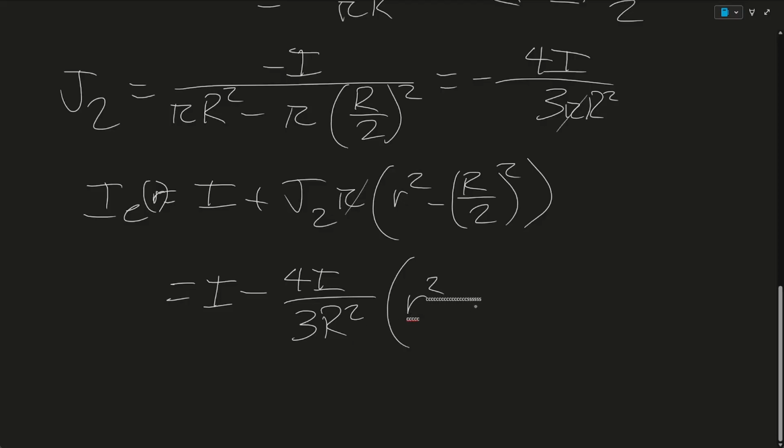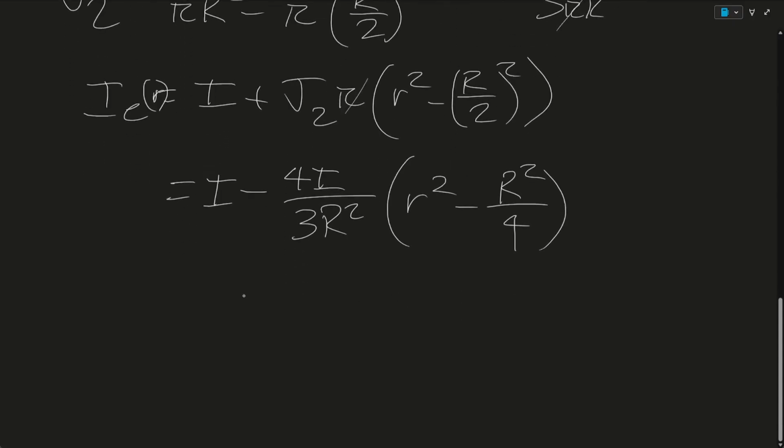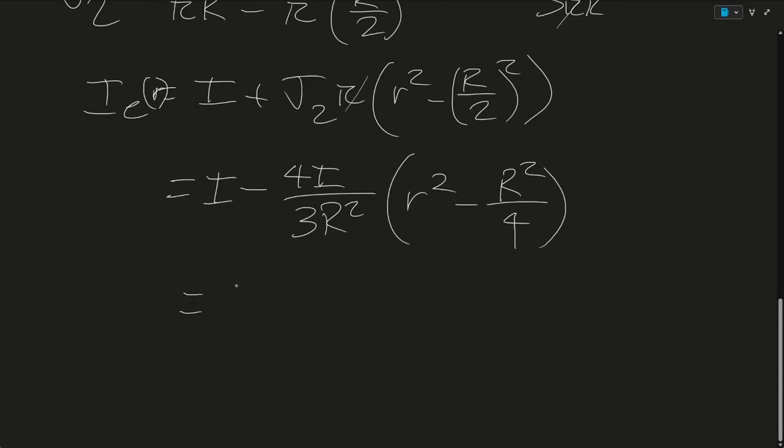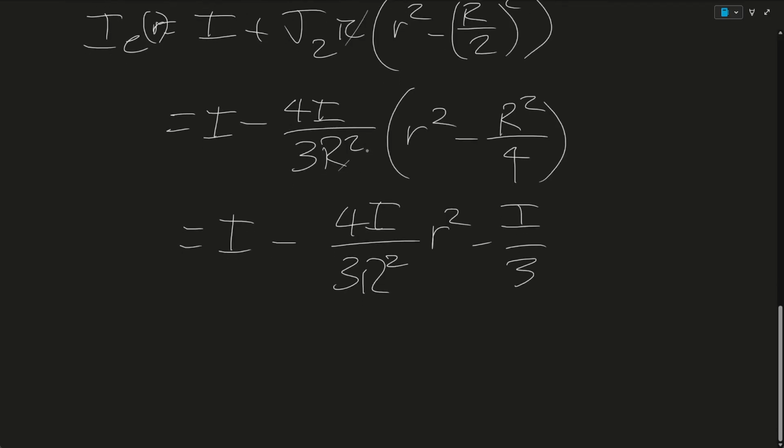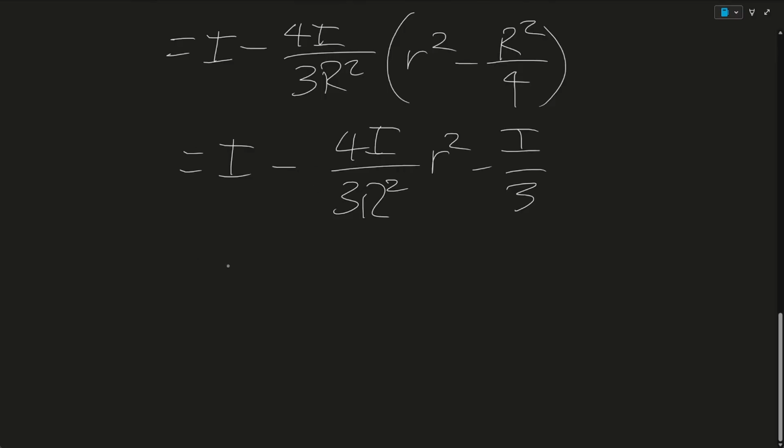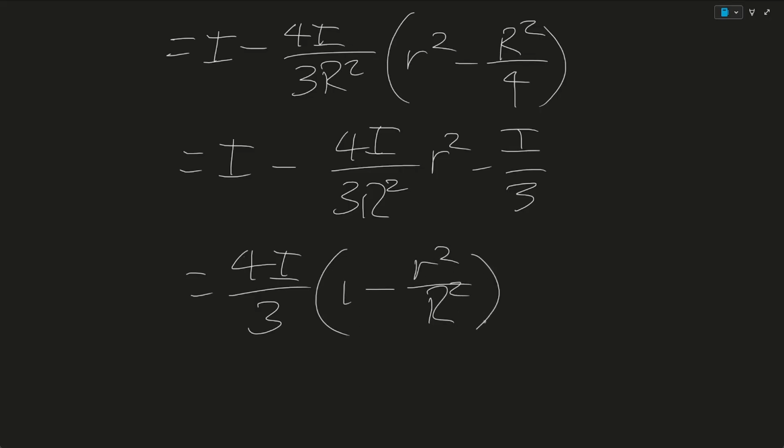r squared minus R squared over 4, which is, I'm going to do it in steps so I don't make a mistake, minus 4I over 3 R squared times r squared plus I over 3, because, yeah, I could get this right, which is 4I over 3 times (1 minus r squared over R squared). Great.